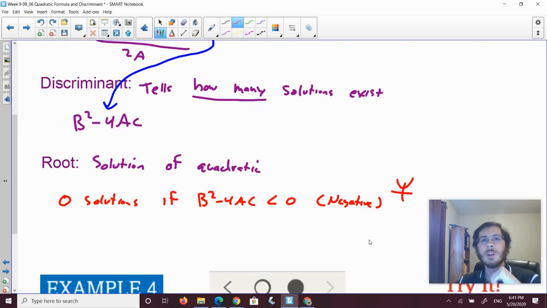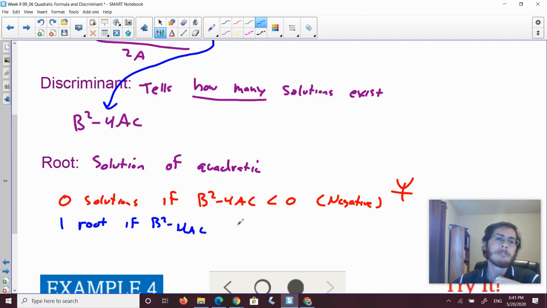If we get 1 solution, I'll use the word root here. We'll get that if b squared minus 4ac is exactly equal to 0. Because if we did the positive square root of 0 and the negative square root of 0, we'd have the same answer. So that's something that just touches once. It's got 1 root or 1 solution.